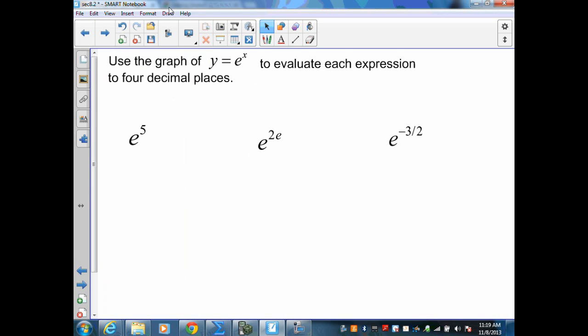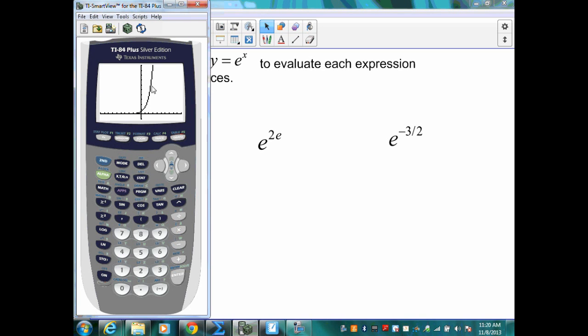Now, what we wanted to do was to calculate e to the 5th. So we can do that by looking at the graph. We could also look at a table by second table. Another way to do it is second trace, which actually is calculate, and we want to calculate a value. And since we already have in our graph y equals e to the x, I have to name what x is going to be. And we want x to be 5. And I press enter, and I get a value of 148.41316. Rounding to the 4th decimal place is going to give us 148.4132.